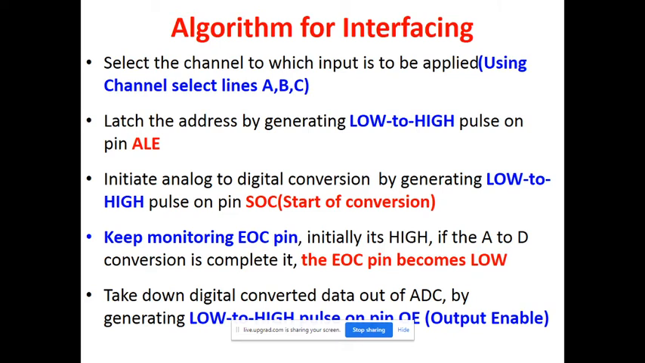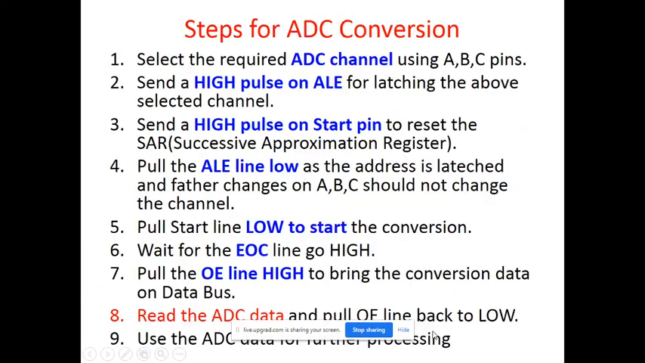Now this flow I am writing as algorithm steps. First you choose the channel number, then you apply a low to high pulse for ALE, then the start signal low to high, then keep monitoring EOC. Initially it is high; when it becomes low, the controller comes to know that conversion is over, and then it will activate output enable by applying a low to high pulse on the output enable pin. In this fashion we write these steps one by one.